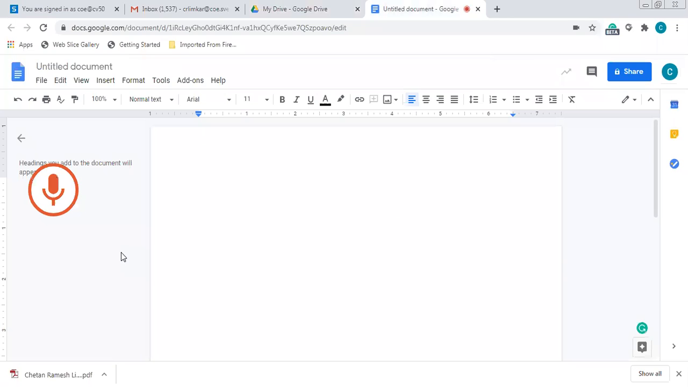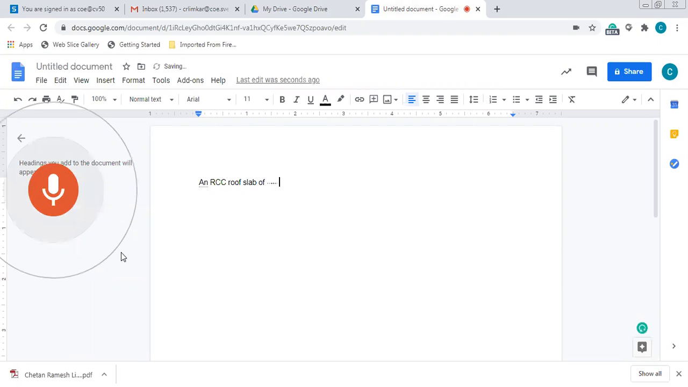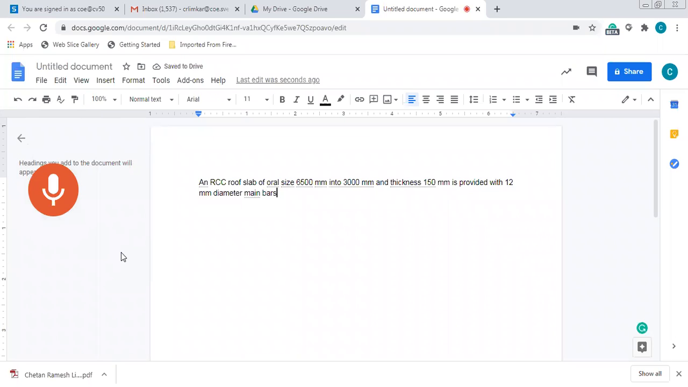So if I speak: an RCC roof slab of overall size 6500 mm into 3000 mm and thickness 150 mm is provided with 12 mm diameter main bars, bent up alternatively.